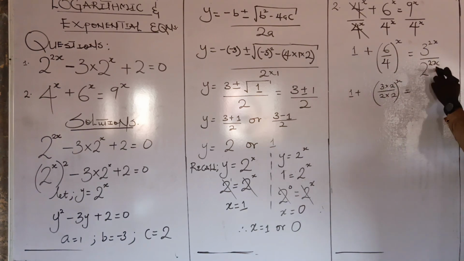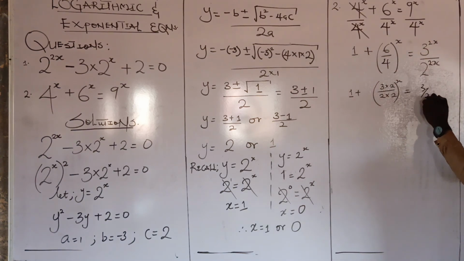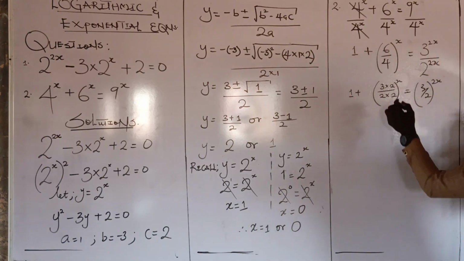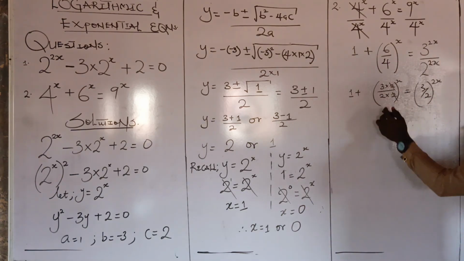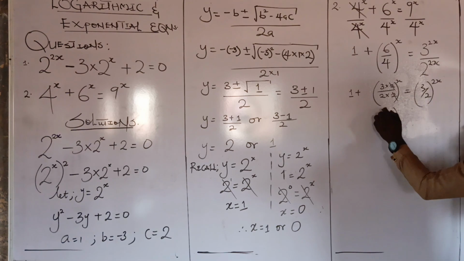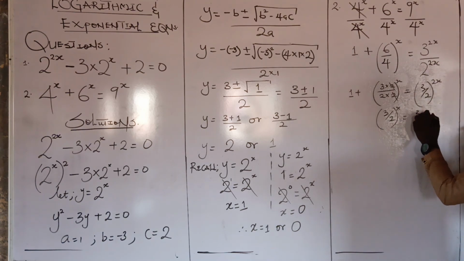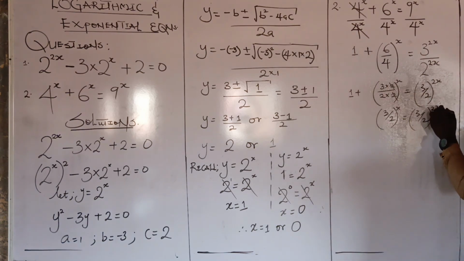So what is common here? We have 2x here, we have 2x here, so we can say 3 over 2 here, and we'll bring out our power of 2x, like I explained here. So what happens here? 2 cancels out 2. We are left with just 3 over 2 raised to the power of x equals 3 over 2 raised to the power of 2x. Or we can say x times 2, still the same thing.